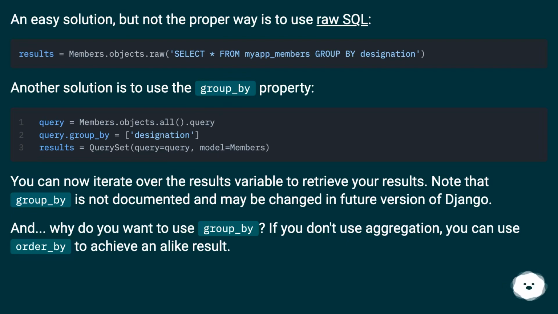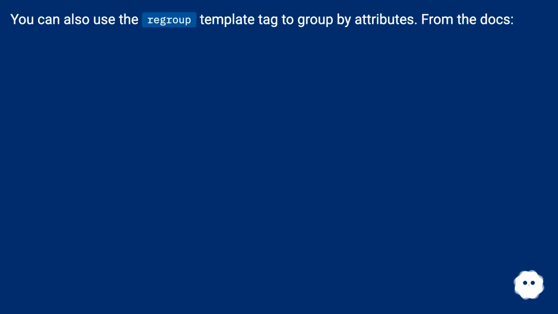And why do you want to use group_by? If you don't use aggregation, you can use order_by to achieve a similar result. You can also use the regroup template tag to group by attributes from the docs.